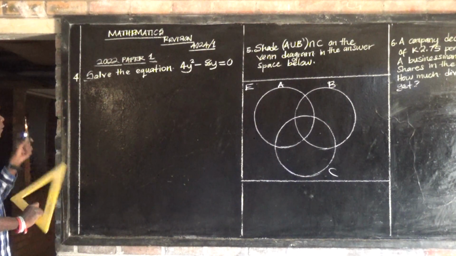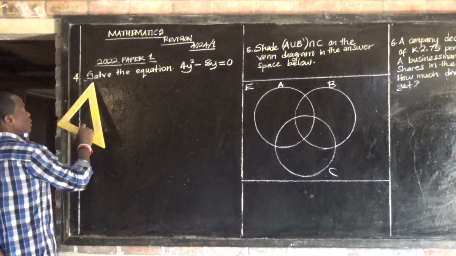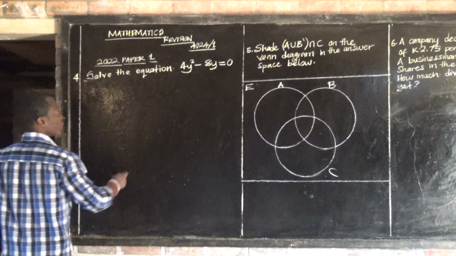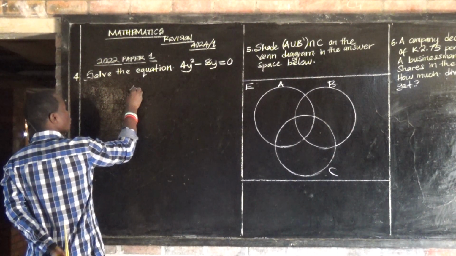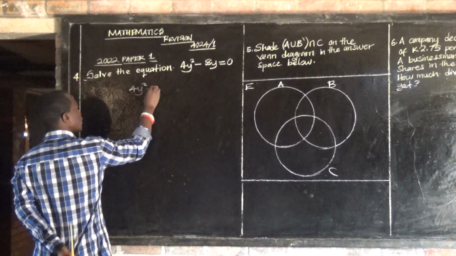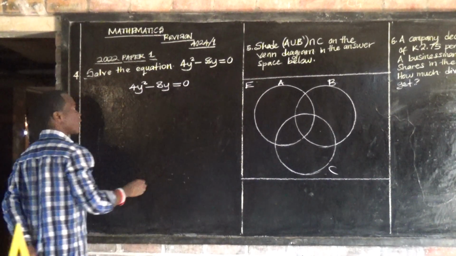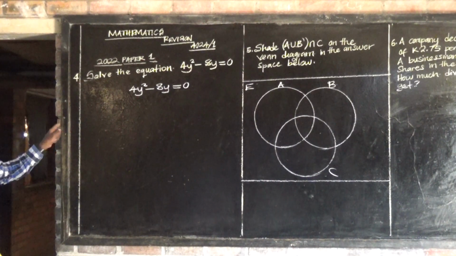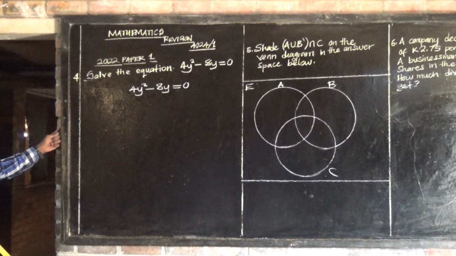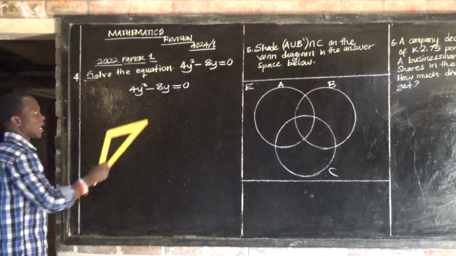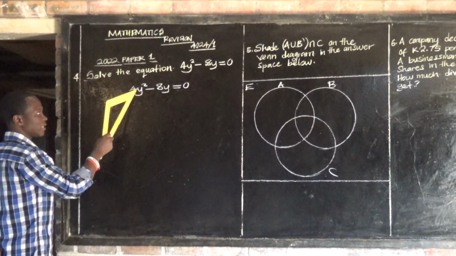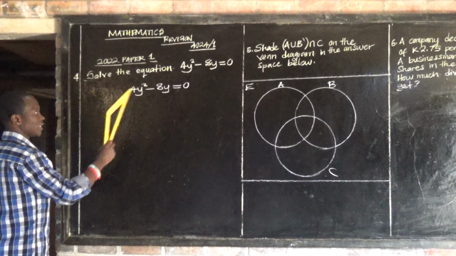At question number 4, people. It's saying solve the equation. So the equation is given by 4y squared minus 8y is equal to 0. Okay? So this equation is called the quadratic equation, because the highest power to which y is raised is 2. And that's called the quadratic equation.